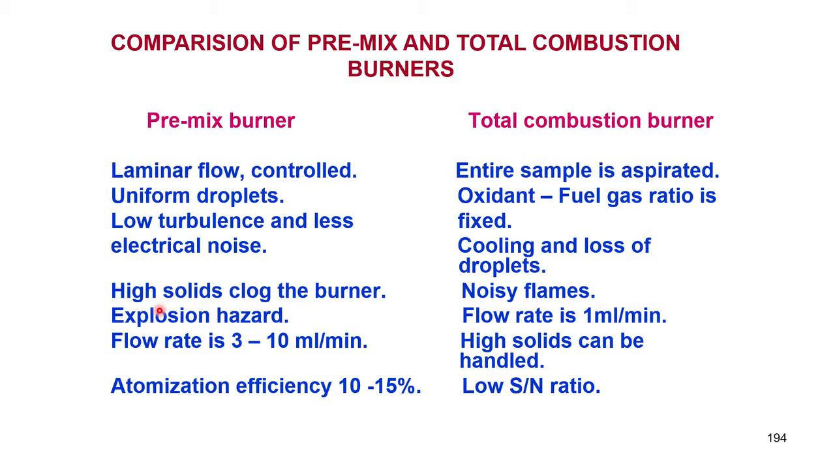In the laminar flow, I have controlled flow. Here the entire sample is aspirated. Here the flow rate is 3 to 10. Here I have no control over how much I am aspirating, how much sample I am putting into the flame. That is one major difference. All the sample is aspirated here, here I can control it. And then there are uniform droplets, and cooling and loss of droplets is more here in the total combustion burner.